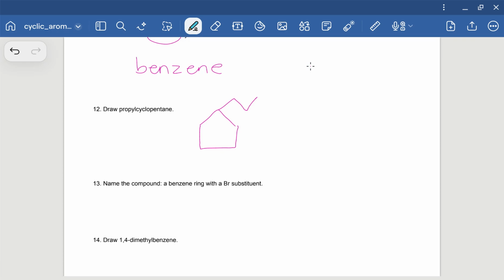Name the compound a benzene ring with a Br substituent. So with this one, if it's Br on there, you would just say bromo to represent the Br group, and then benzene. That's all we have to do. And because it's just one, the bromo group would be assumed to be on carbon 1. If we had anything else going on, we'd have to number it.